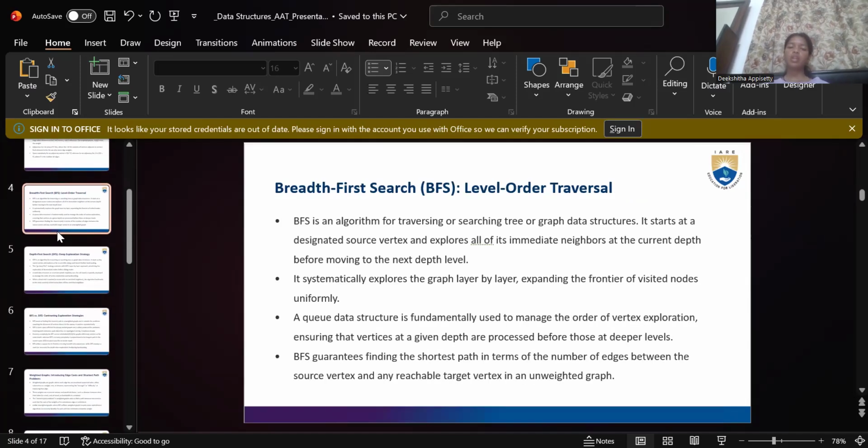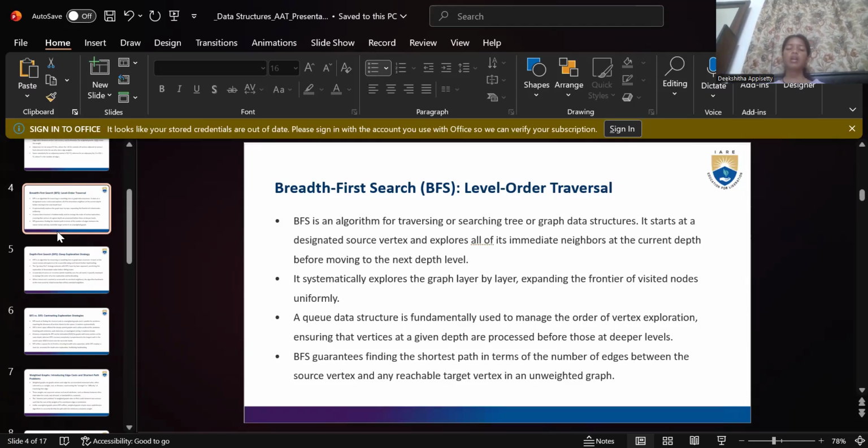Breadth first search, level order traversal. BFS is an algorithm for traversing or searching tree or graph data structures. It starts at a designated source vertex and explores all of its immediate neighbors at the current depth before moving to the next depth level.